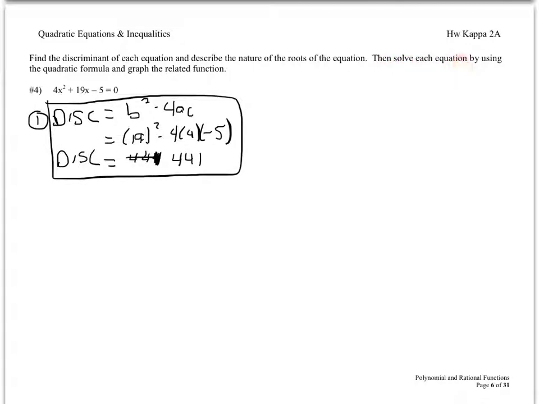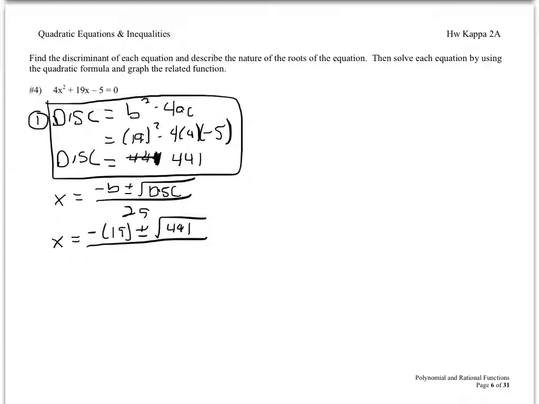Then solve each equation. So to solve this, it says solve using the quadratic formula. X is going to be equal to negative b plus or minus the square root of the discriminant over 2a. So we have a negative b is 19, plus or minus the square root of 441, divided by 2 times a is 4.